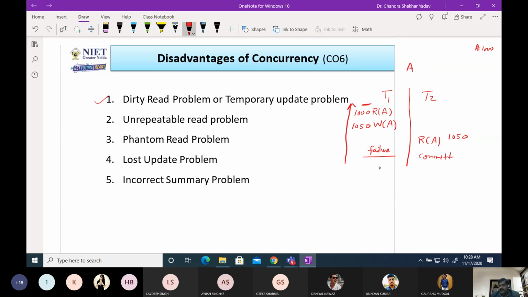So here what happened? The value which the second transaction reads is not the correct value. Why? Because here failure occurs and we perform rollback operations, but since T2 performs commit operations, we can't roll back. So here we read a dirty value. That's why we say this is the dirty read problem. Did you get it?